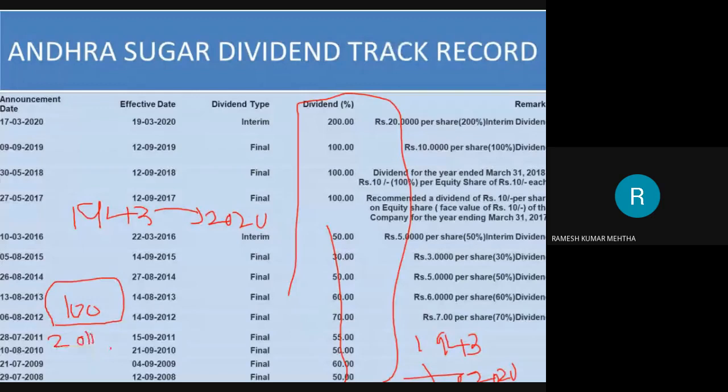Now, assuming that this company's share was available in the year 2011 at 100 rupees, the company has declared a dividend of 20 rupees in the current financial year 2020. Means on an investment of 100 rupees, you are getting 20% every year. Plus, there are other appreciations like appreciation of the market price.